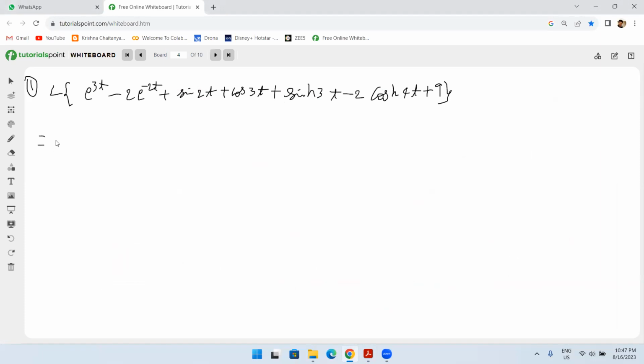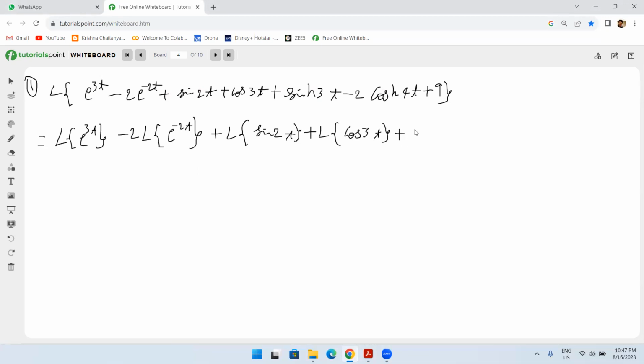Here, we apply the linear property. So we take the constants outside: L of e to the power minus 3t, minus 2 outside, L of e to the power minus 2t, plus L of sin 2t, plus 3, next L of cos 3t, plus L of sinh 3t, minus 2 into L of cosh 4t, plus L of 9.